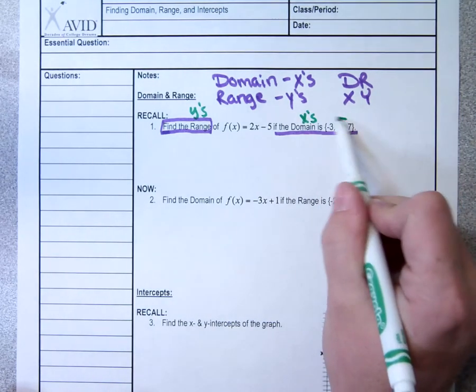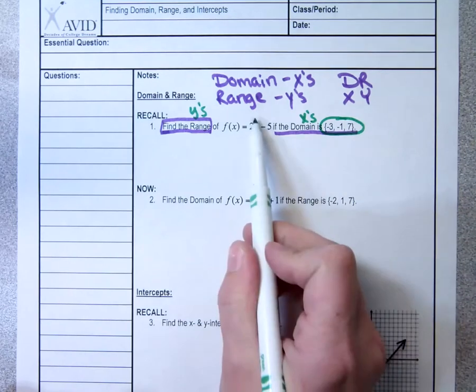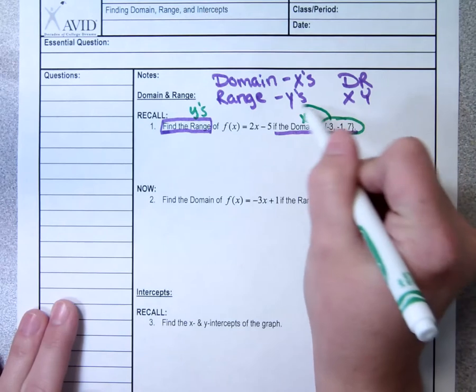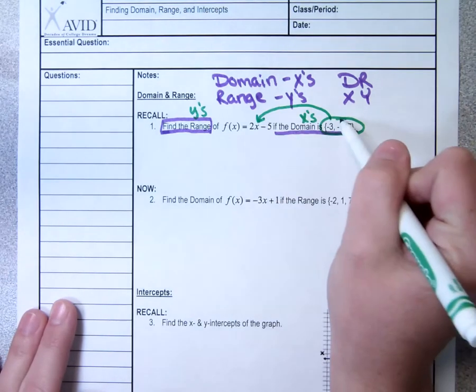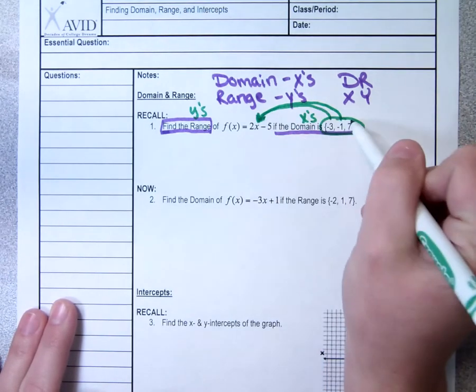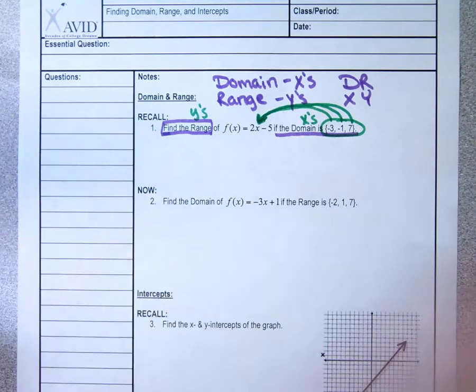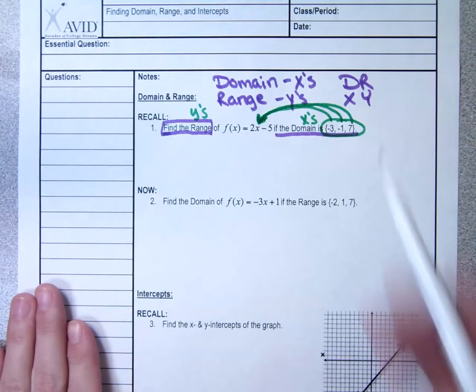So if these numbers are my x's, where would I put them in this equation? I'd put them in the x's. So I'll put -3 in that x and work it out. Then I'll put -1 in the x, and then I'll put 7 in the x. And then I'll get 3 separate answers. Okay, so let's do that.